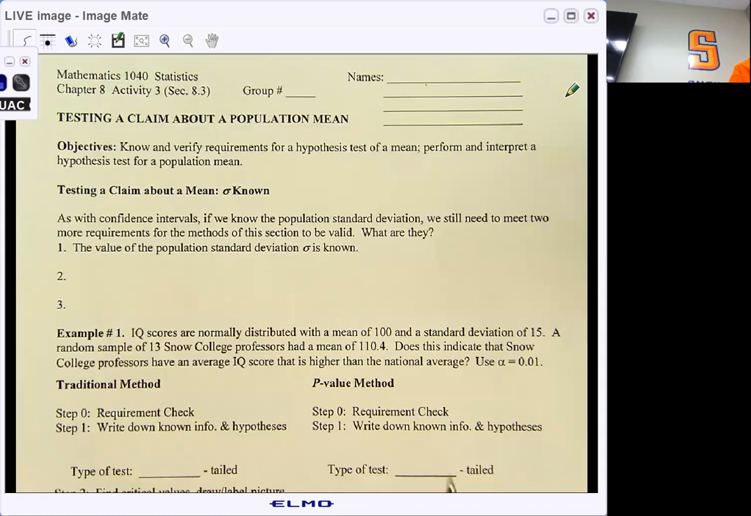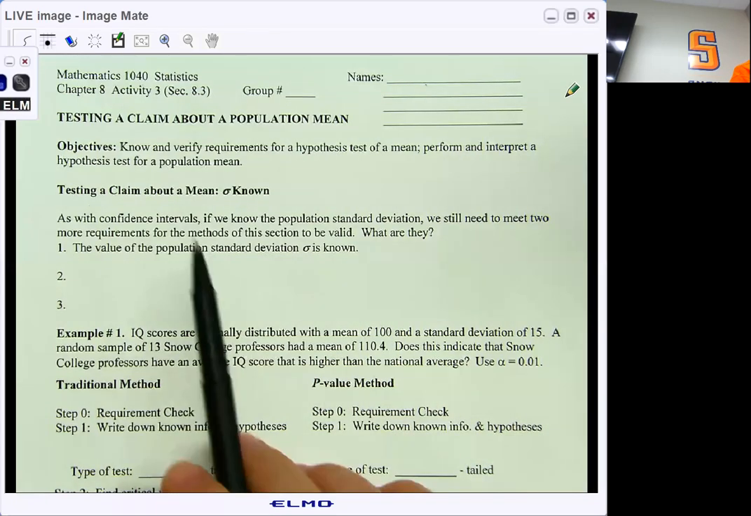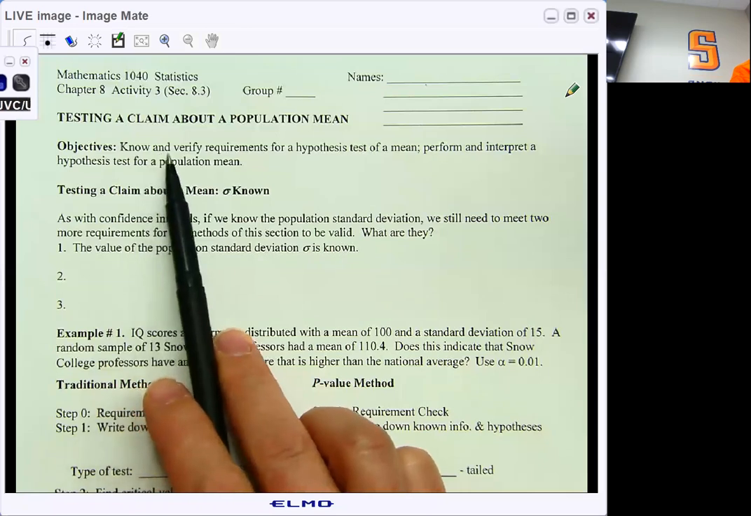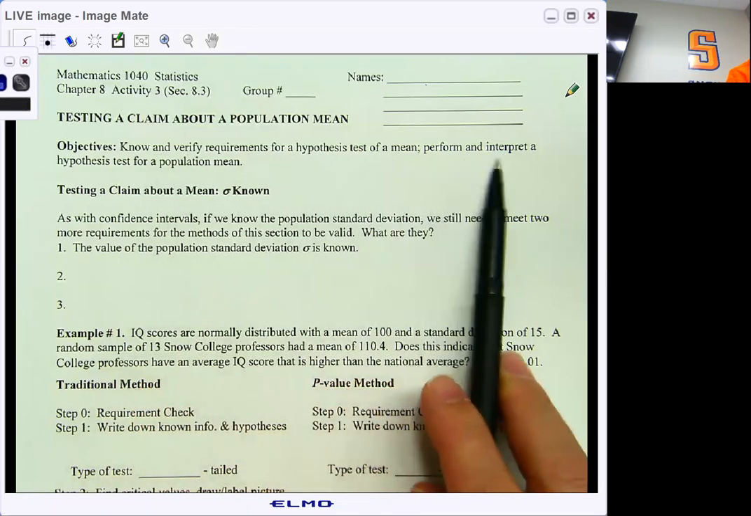We're going to do section 8.3 today, talking about doing a hypothesis test about a claim for a population mean. So the first thing we want to do is know and verify the requirements for a hypothesis test of a mean, and then we will perform and interpret the hypothesis test for a mean together.